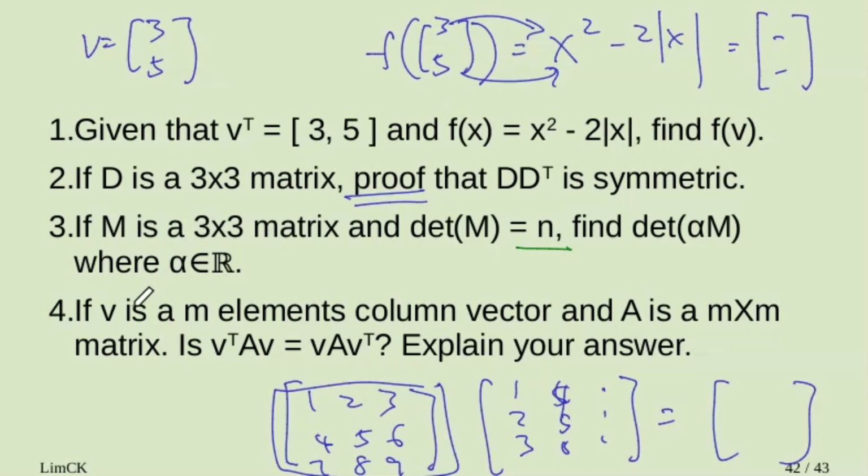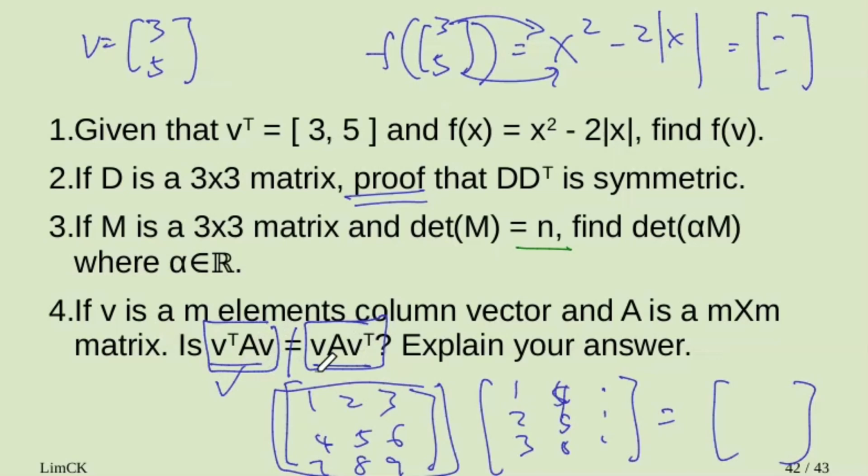And for question 4, if V is an m-element column vector, and A is an m times m matrix, is this one equal to this one? Explain your answer. This one actually is very straightforward. I think you should be able to see that this one and this one are not equal. Not only not equal, but in fact, if you can find this, you cannot find this. This is not defined, because of the dimension problem.